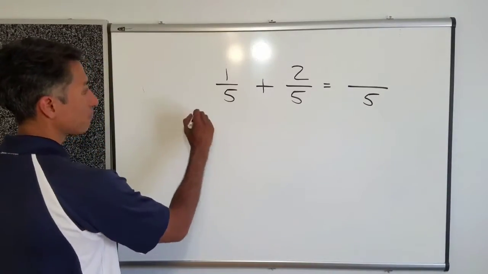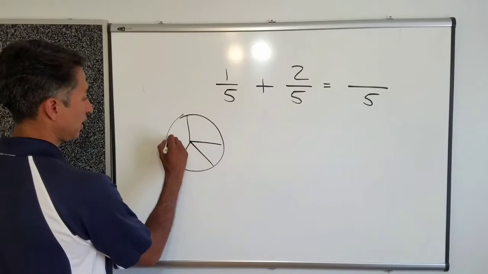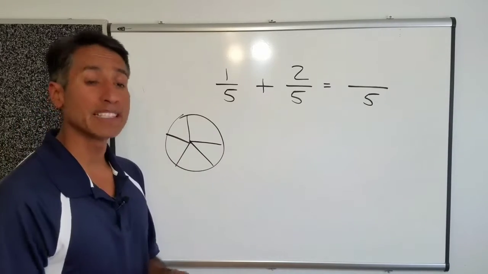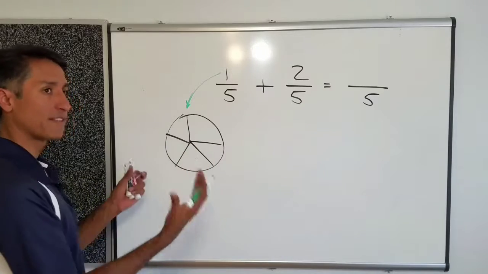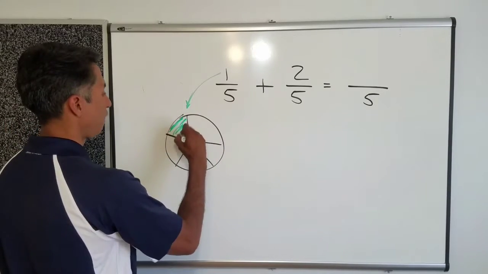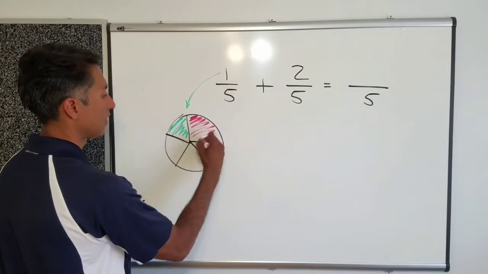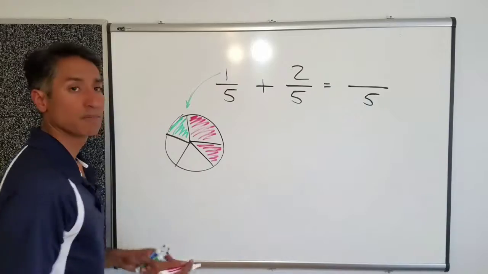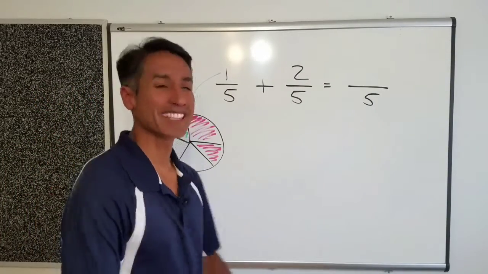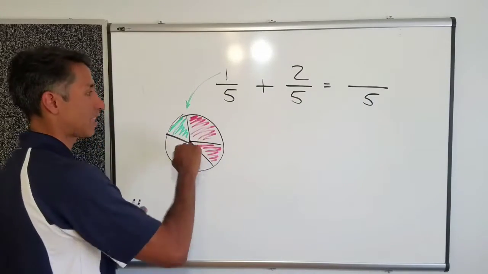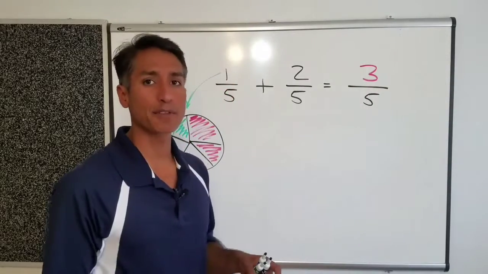Because again, we're talking about parts of a whole. So if we had this entire pie here, 1, 2, 3, 4, 5 pieces, there are 5 parts, so it's in fifths. If we had 1/5 and we added 2/5, we would add this piece and this piece. The total amount that we would have would be 3/5. So 1 plus 2 is 3, and so we would have 3/5.